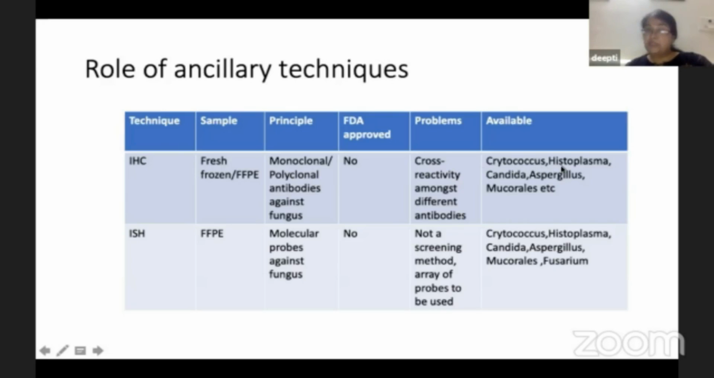As far as in situ hybridization is concerned, again, the sample can be frozen tissue or paraffin-embedded tissue, but it is not a screening method and it is a very expensive method, and you have to use an array of different probes.